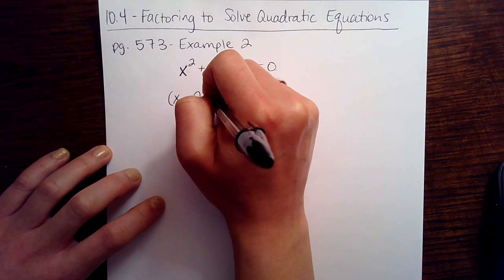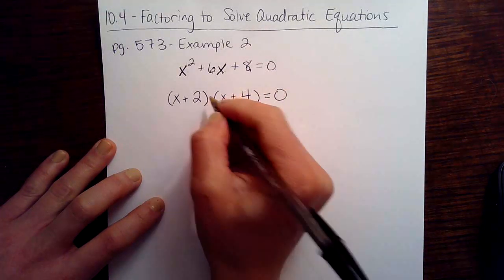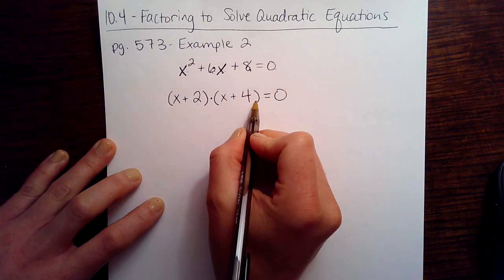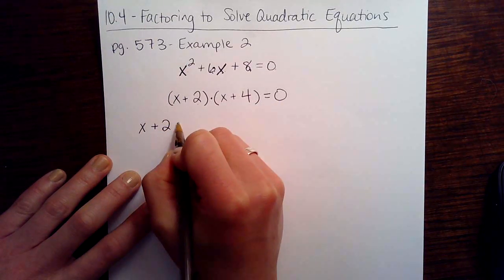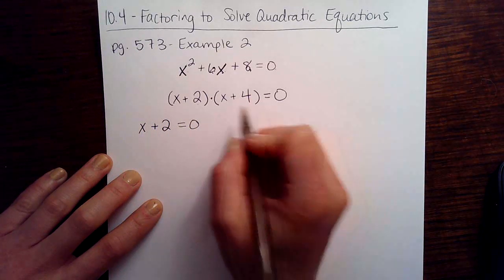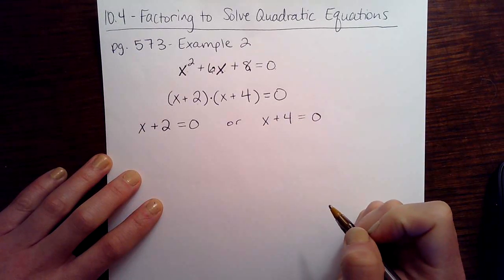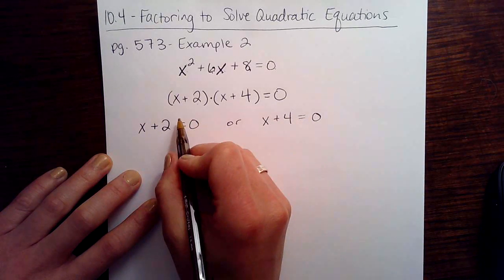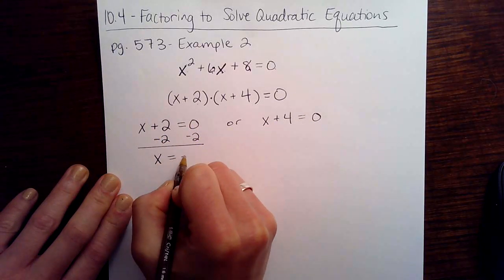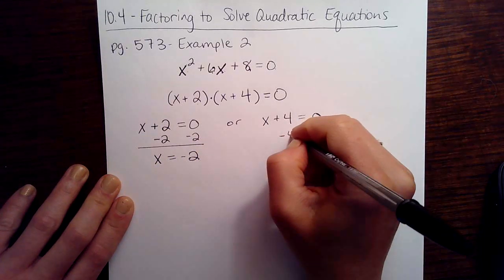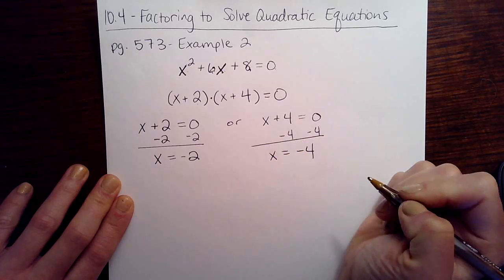Now this looks a lot like our first example. The product of two things equals 0. Well, then one or the other of those two factors must be equal to 0. That means that x plus 2 must equal 0, or x plus 4 must equal 0. And I can solve both of these equations now. I subtract 2 from both sides, x equals negative 2. And for the other, I subtract 4 from both sides, and x equals negative 4.